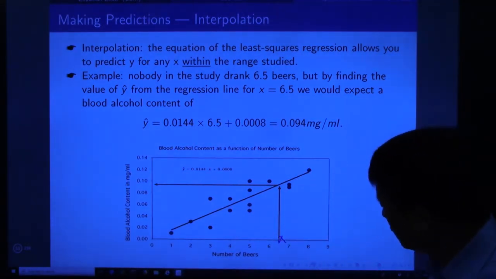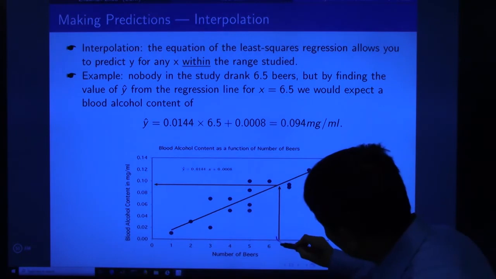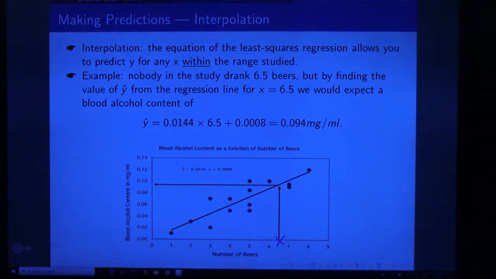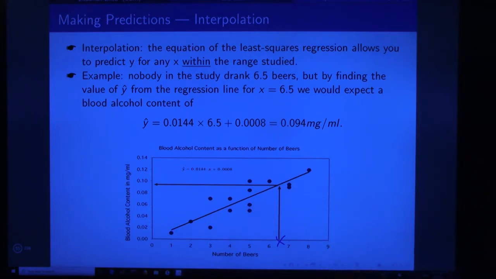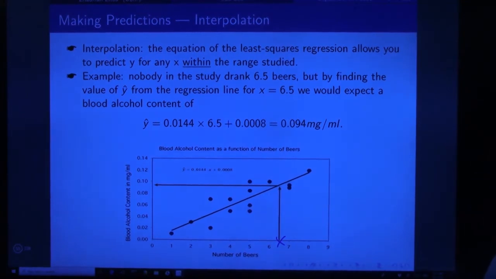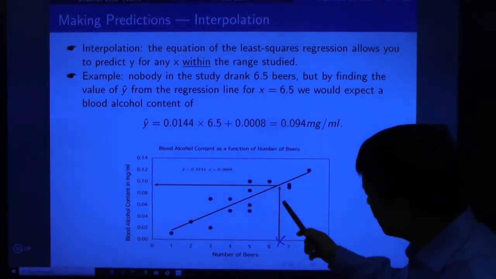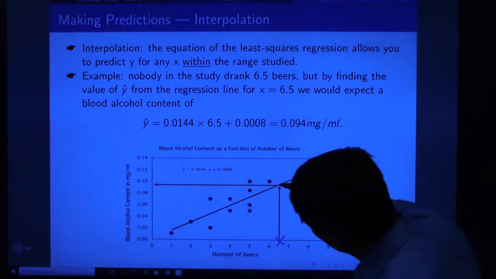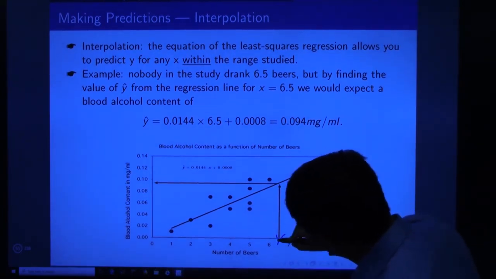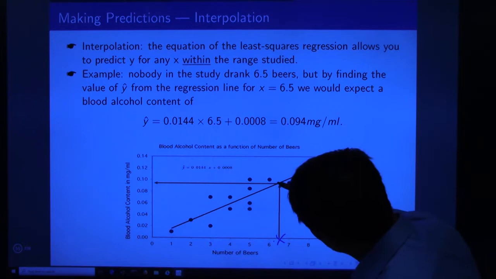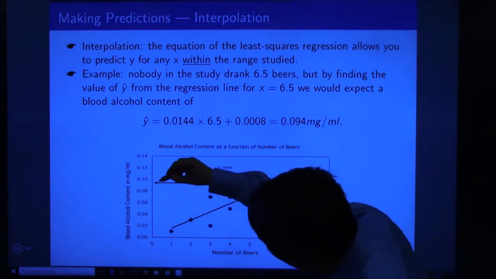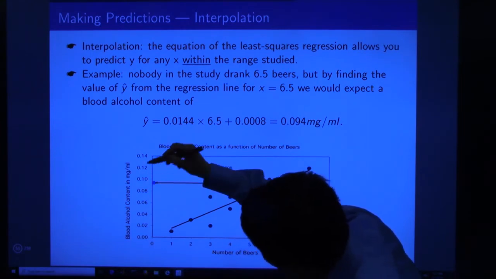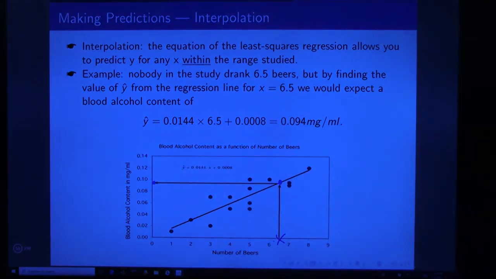6.5 is here. We didn't do this example. We didn't test this in the experiment. But if I want to know, if you drink 6.5 beers, what is your blood alcohol level? That's easy. We can just predict it with this regression line. So we claim that this point corresponding to x equals 6.5 on this line, and this corresponding y value here is our predicted alcohol level.